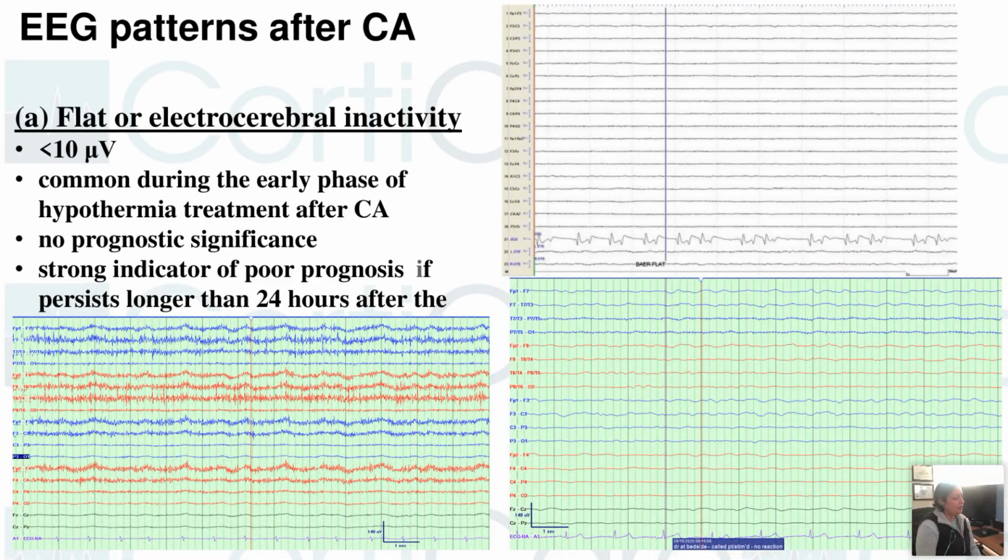Okay, we are all familiar with electrocerebral inactivity. Keep in mind, when the patient just had cardiac arrest and is on hypothermia protocol and you see a flatlined EEG, it does not have prognostic significance for a certain number of hours. You can start calling it a sign of poor prognosis if this pattern persists 24 hours after the cardiac arrest. So the patient comes to the ICU, is put on hypothermia protocol, you hook up and you see a flatlined EEG, it doesn't mean the patient is not going to come out of it.